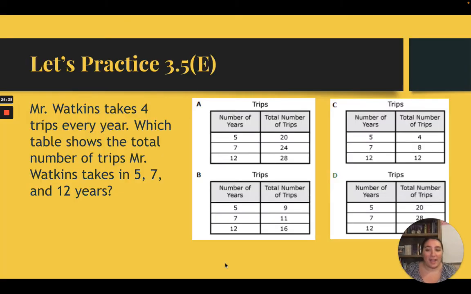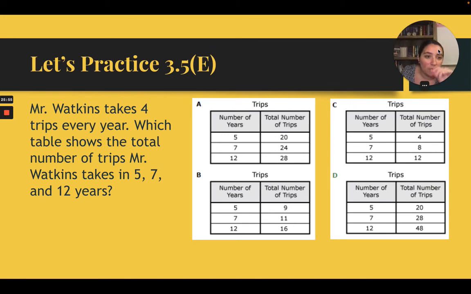So now we get to practice. So our first practice question. Mr. Watkins takes 4 trips every year. Which table shows the total number of trips Mr. Watkins takes in 5, 7, and 12 years? So they're showing us the different years, 5, 7, and 12. So we need to know that the rule is multiply by 4. I'm just going to tell you how you got there. So it says he takes 4 trips every year. So 1 year times something equals 4 trips in a year.